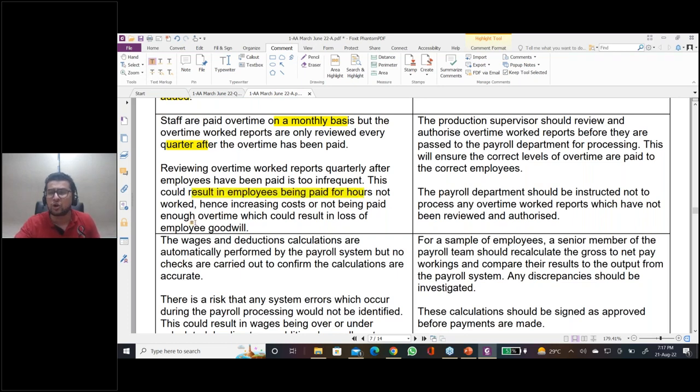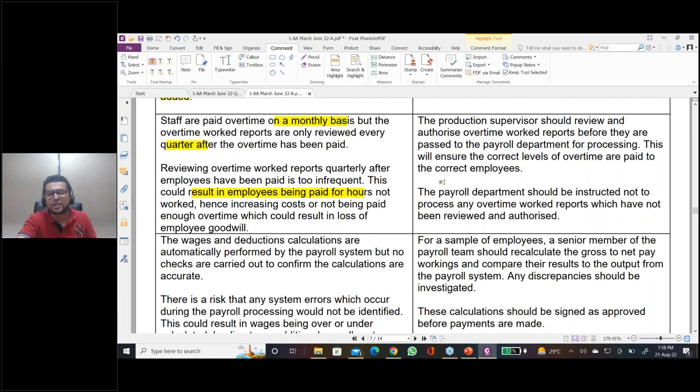This could lead to extra costs for the company, and this could also lead to loss of employee goodwill because maybe some of the staff are being underpaid. So maybe you paid extra wage to A, extra bonus to A, extra overtime premium to A, and maybe you underpaid someone. So that could lead to extra cost for the company, and at the same time, this could lead to loss of employee goodwill as well.